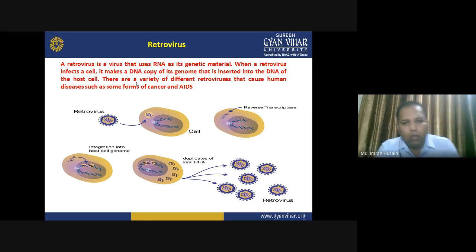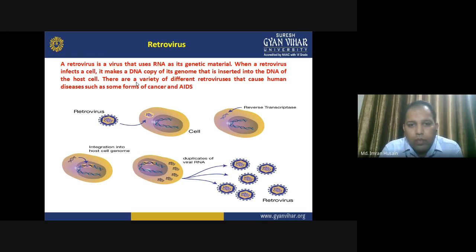So, what is a retrovirus? A retrovirus is a virus that uses RNA as its genetic material. When a retrovirus infects a cell, it makes a DNA copy of its genome and inserts it into the DNA of the host cell. There are a variety of different retroviruses that cause harm to humans, causing diseases such as some forms of cancer and AIDS.